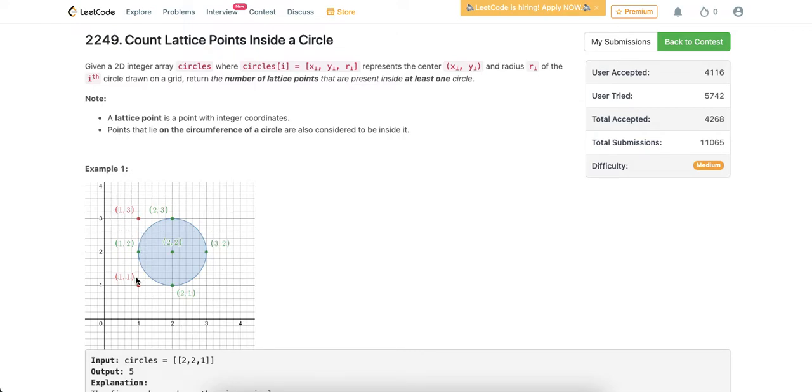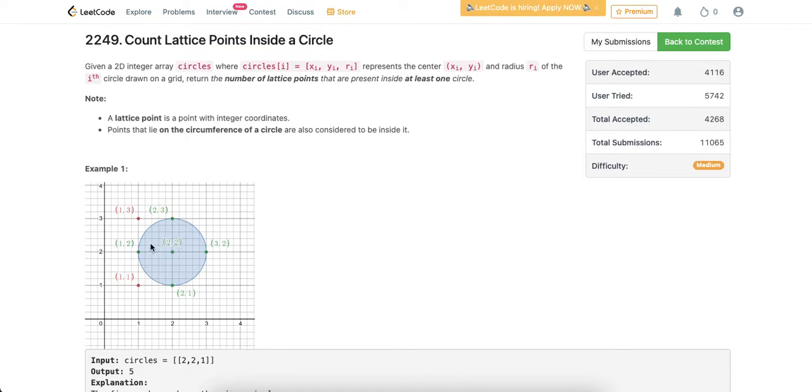The nice thing about this problem is it gives us some drawings here. So we can see integers means there are no fractions, no decimal points. So it's like 1, 2, 1, 3, and so forth. Any lattice point here means any point with integer coordinates. The requirement is that it should be in at least one of the circles given as input. And there is another notice here: if the point is on the circumference, it is considered to be inside the circle.